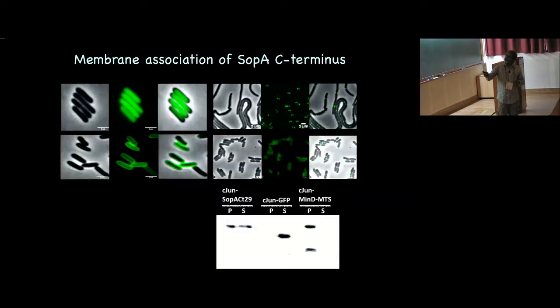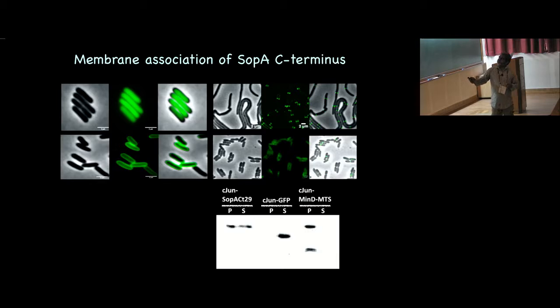But when we took only this piece of the C-terminus and anchored it to a GFP, we didn't see any membrane binding. And this is the positive control, where the MinD membrane binding portion, when we fuse it to GFP, you can clearly see membrane binding. So that was kind of disappointing to us.